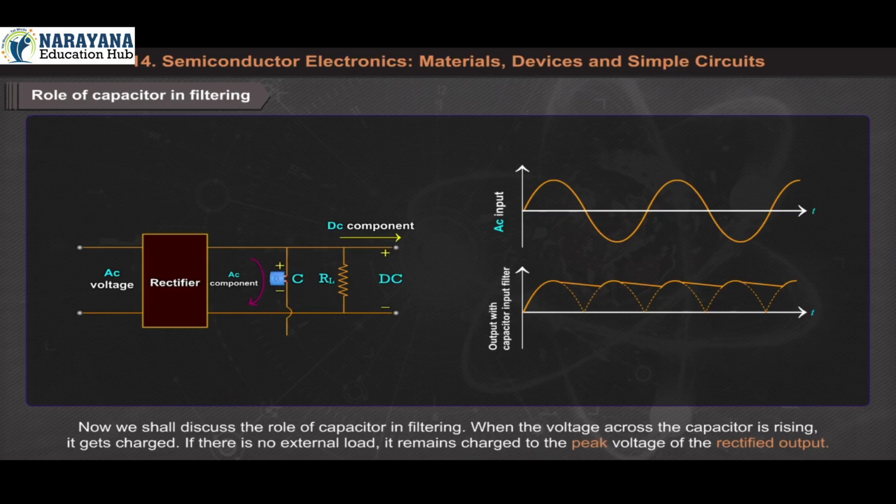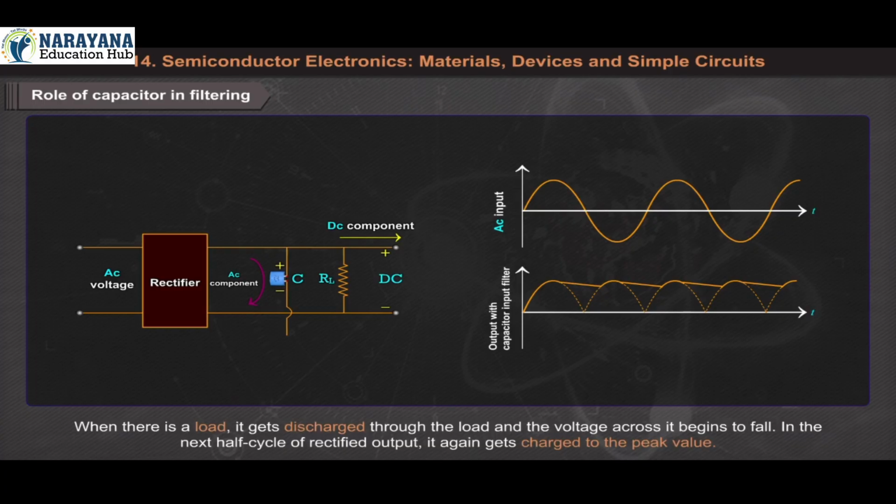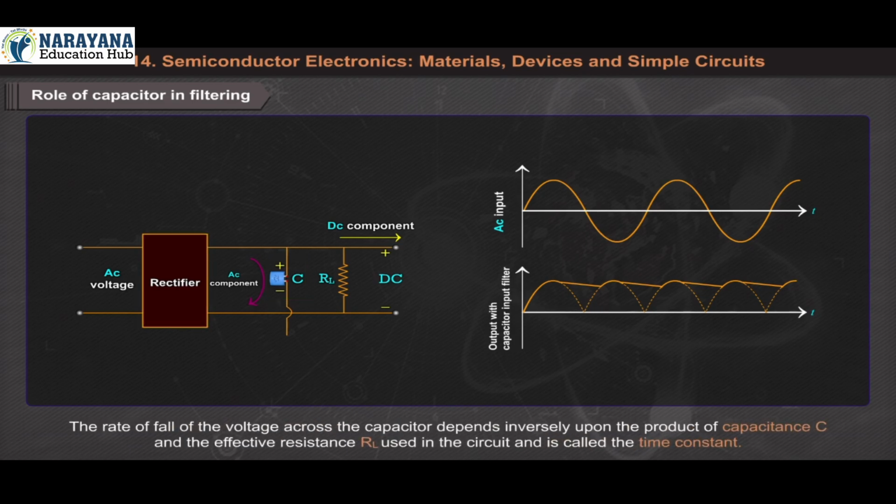If there is no external load, it remains charged to the peak voltage of the rectified output. When there is a load, it gets discharged through the load and the voltage across it begins to fall. In the next half cycle of rectified output, it again gets charged to the peak value. The rate of fall of the voltage across the capacitor depends inversely upon the product of capacitance C and the effective resistance RL used in the circuit and is called the time constant.